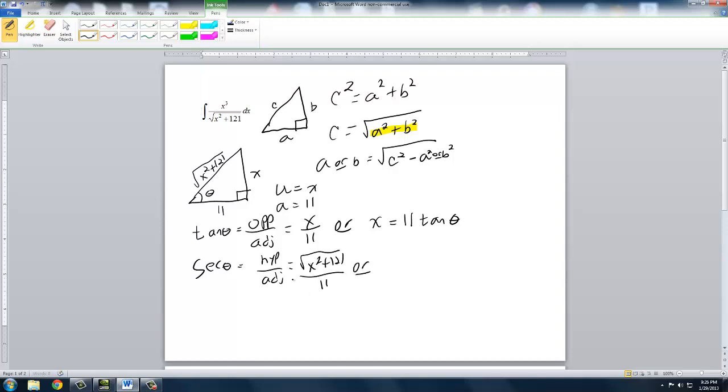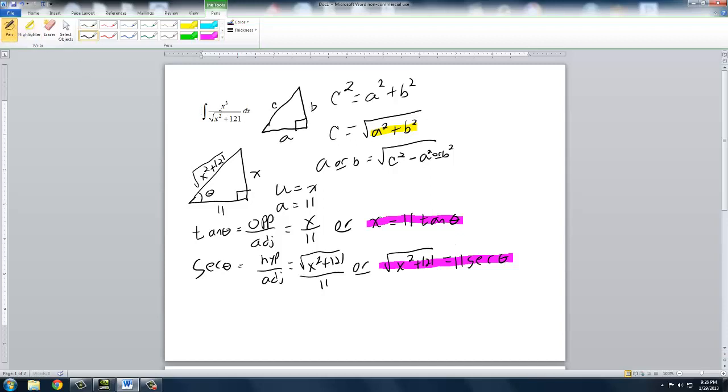Or, if we move 11 over, the square root of x squared plus 121 is equal to 11 secant theta. Now, these are the two main things we're going to be using, this one and this one, because these are going to go into our original problem, which is up here. Now, we need one more thing.